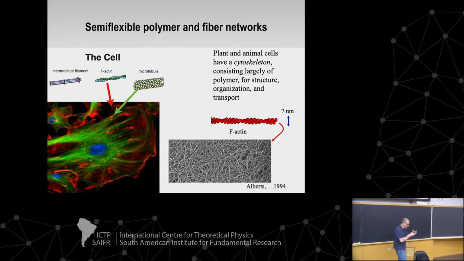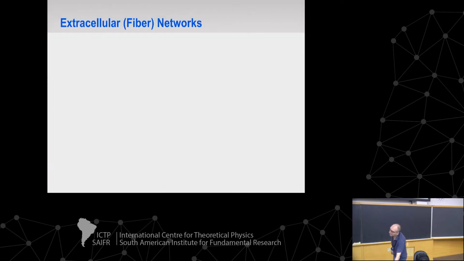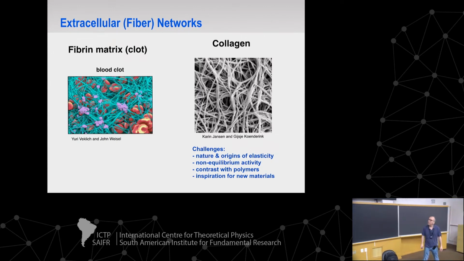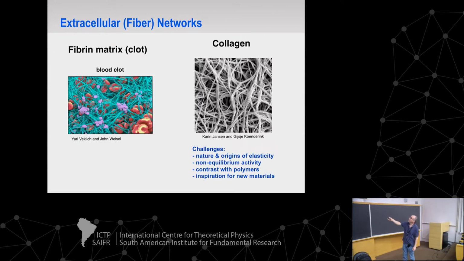Now, this is already in the cell. At the larger scale, we also have extracellular matrices. Two important ones, well, the most important arguably is collagen. It's the single most prevalent protein in our bodies. Super important, not always, but often appearing in a structure sort of like this. This is collagen type 1.